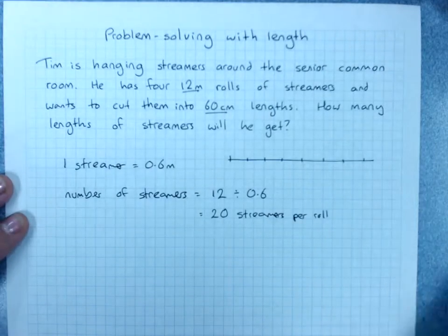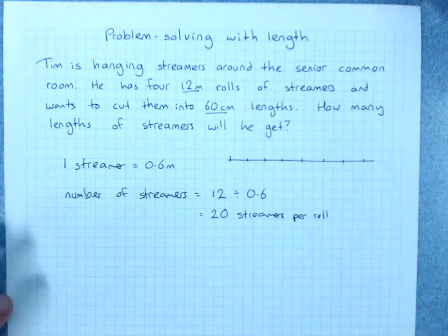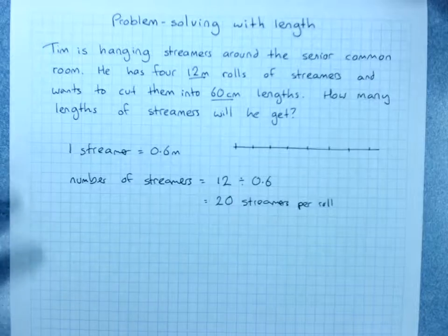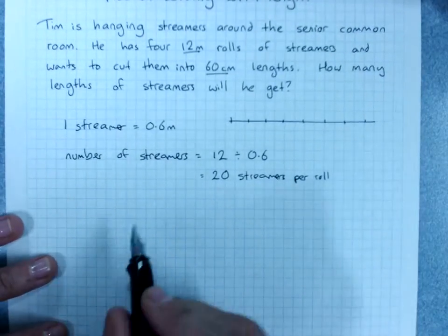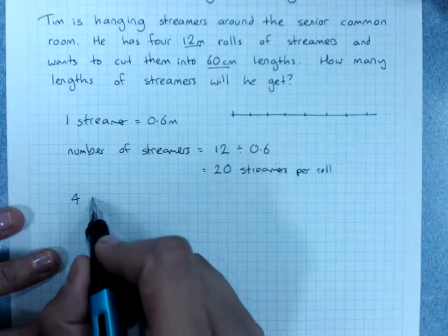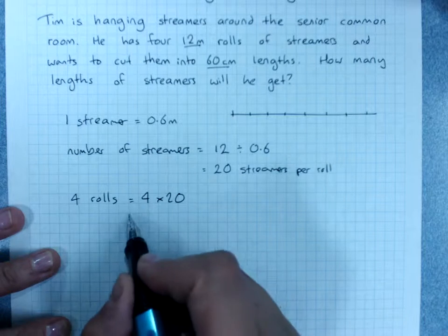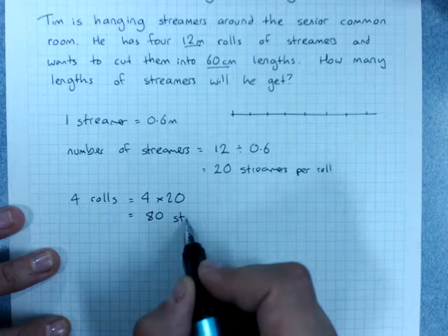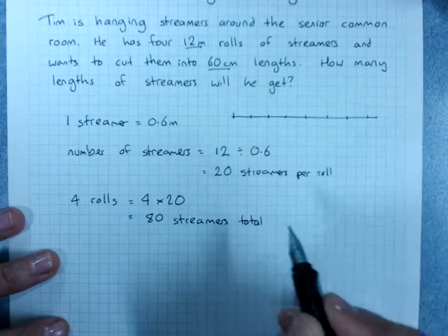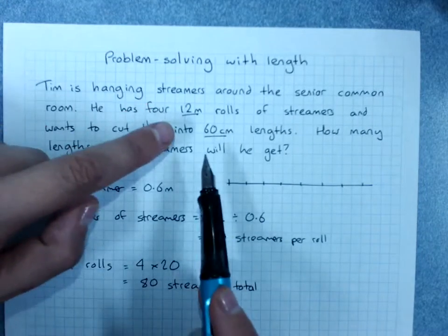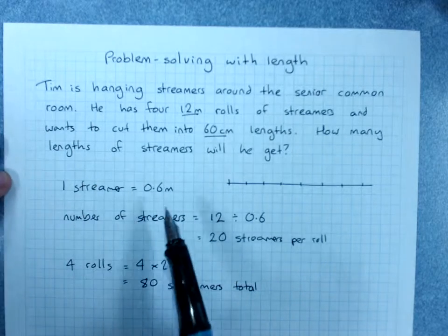If that had worked out as a decimal, like 20.5, that would mean you could get 20 full streamers and half a streamer, so you could only get 20 streamers out of that roll. That would be a situation where you round down. And then 4 rolls, so that means 4 times 20, which is 80 streamers in total.